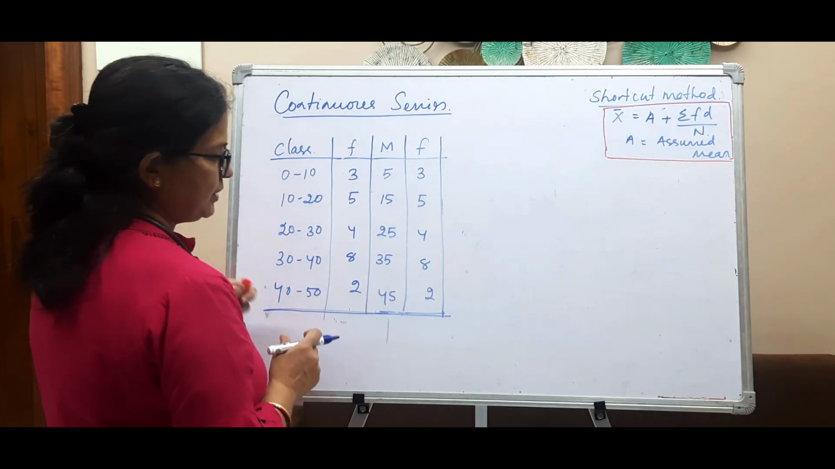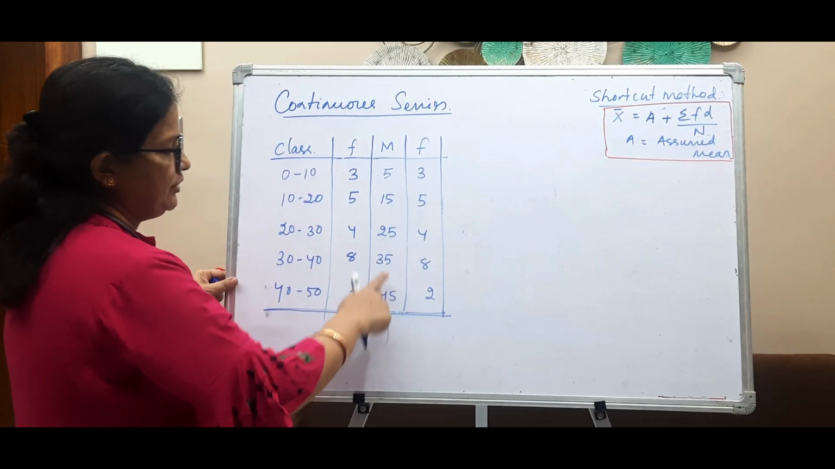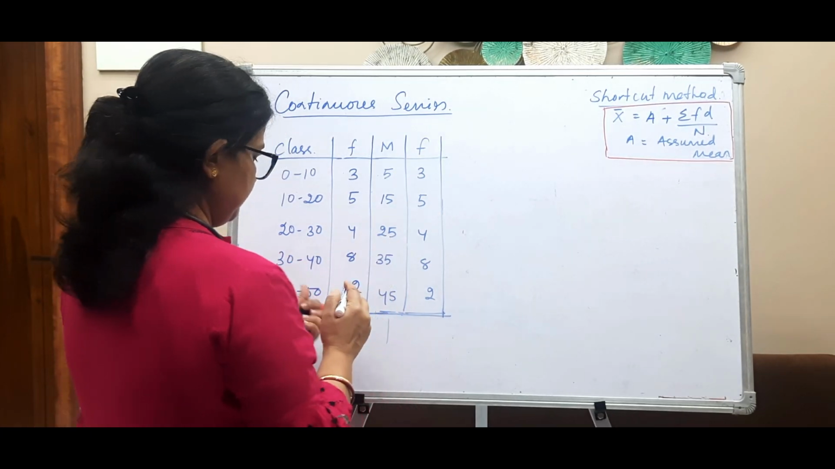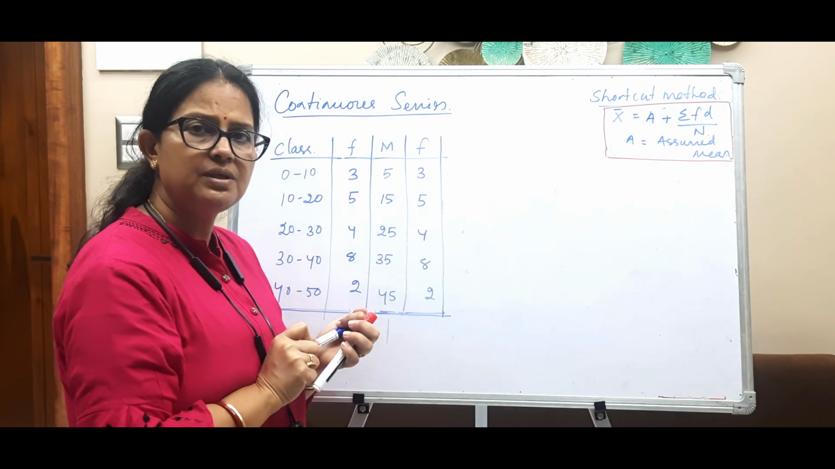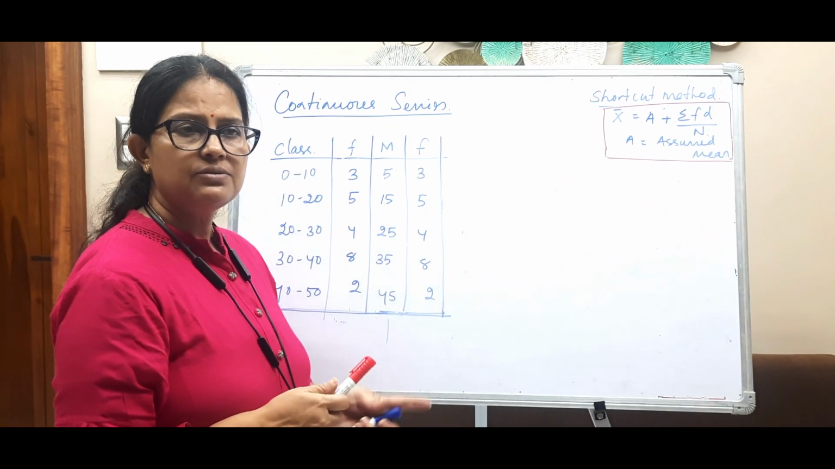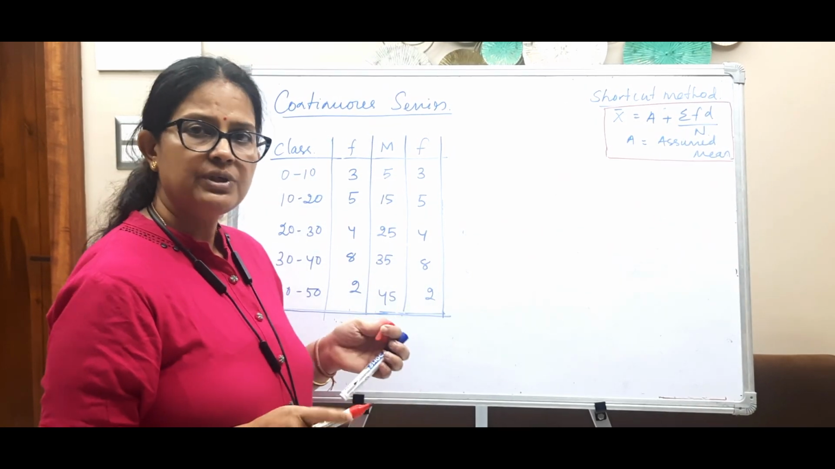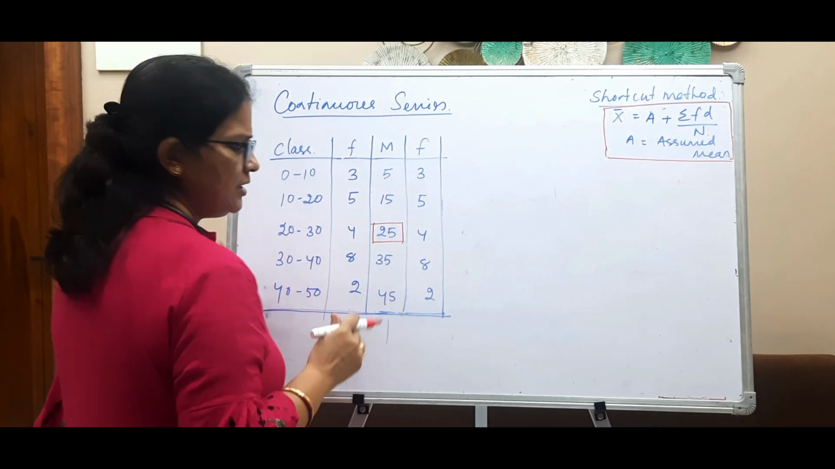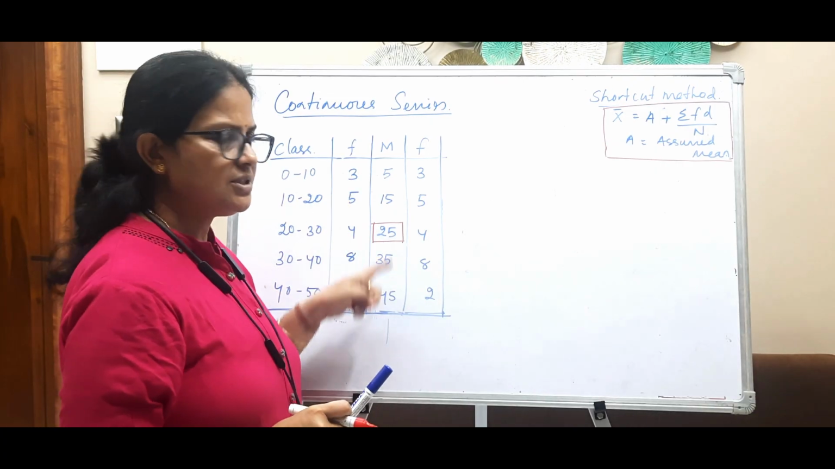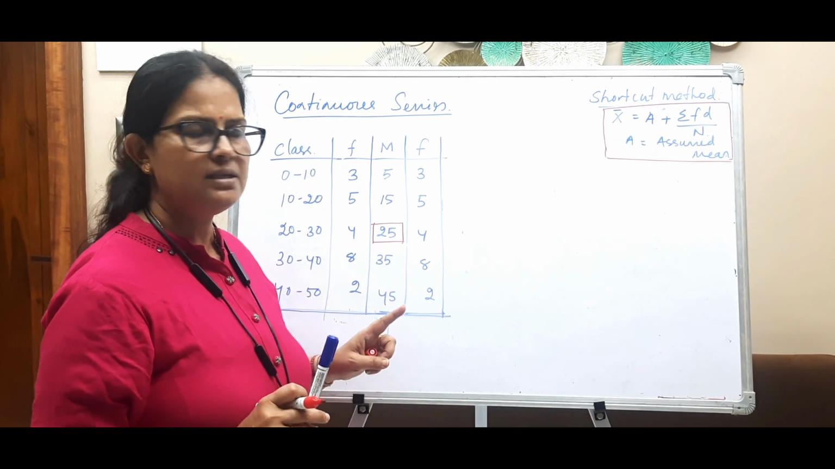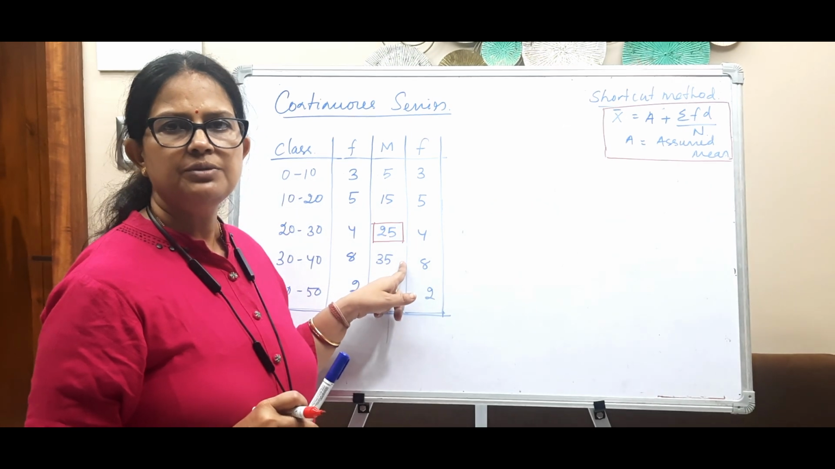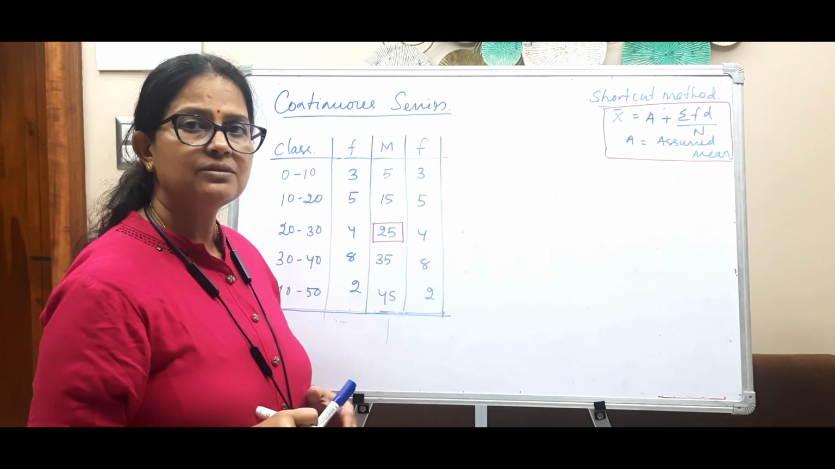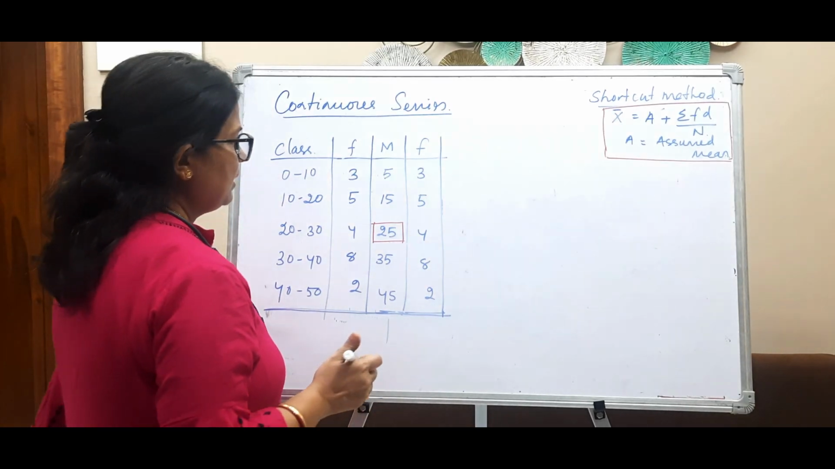So what we need to do now, we have to assume one value from the series. Let us assume the middlemost value. Always try to assume the middlemost value because it will make our calculation easier. You can assume any value from the series and the answer will come out right, but it is better to assume the middle value, so it helps make the calculation easy.